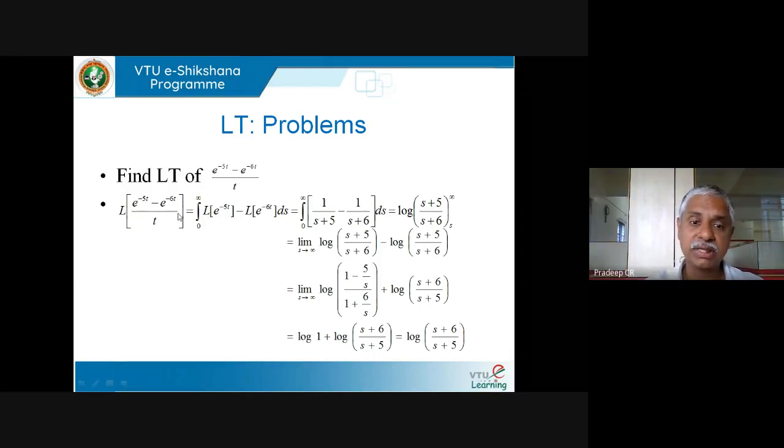Is that okay? Is that clear? The third semester BE part is here, this formula: Laplace of f(t)/t is the integral of Laplace of f(t). That's all. After this, how to evaluate this? This is also there. Laplace of e^(-5t) is also what we learned in this semester. It is 1/(s+5). And similarly, 1/(s+6). They are the easy part.